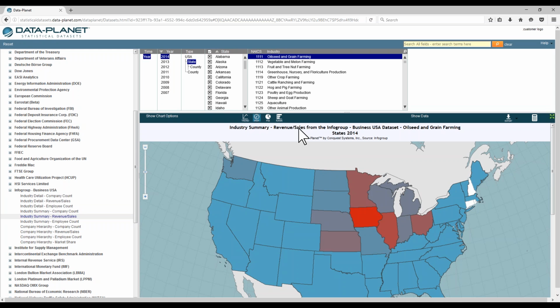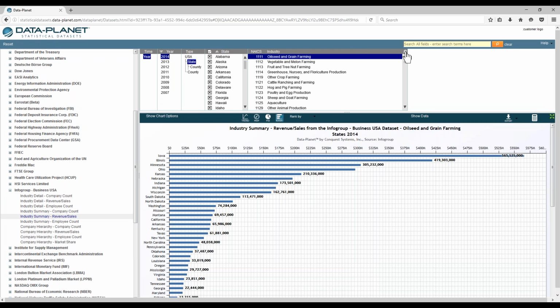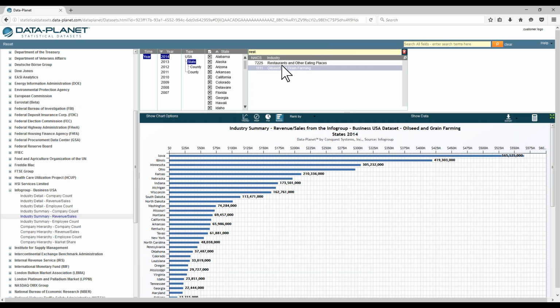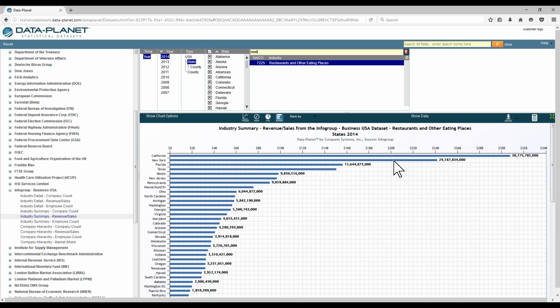And that allows us to answer a very important question, which is, when you look at a geography, what is the industry that drives that geography? So for example, let's do a ranking by state. And so here we can see, let's go back and look at our restaurants. We can rank restaurants by geography, and we can also do that in detail.